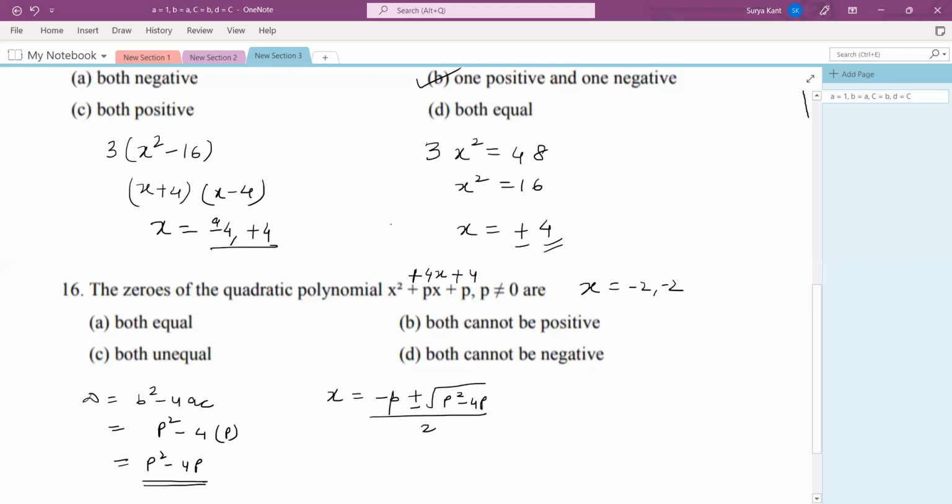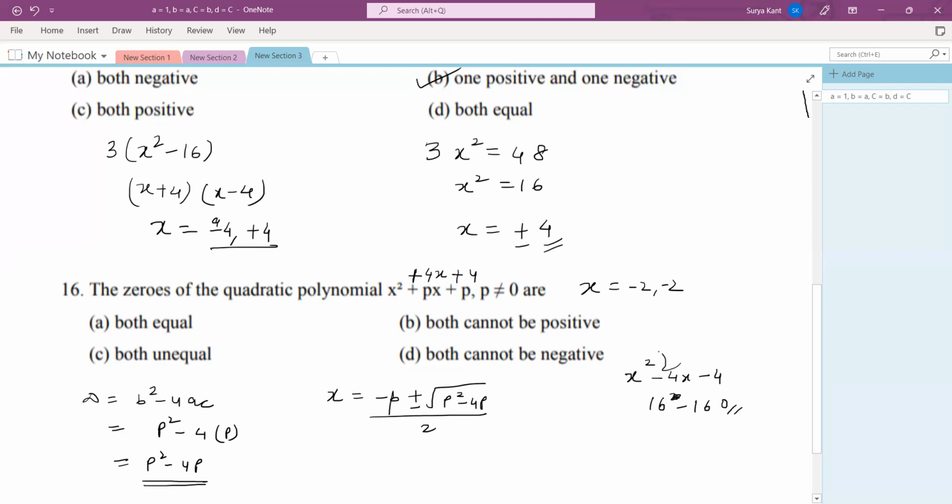If you take negative, then what will you get? x square minus 4x, x minus minus 4, 2. This is also both positive. The b square minus 4ac means 16 only. B square is 16, 0 we will get. So both we will get here. What will we get here? Positive.